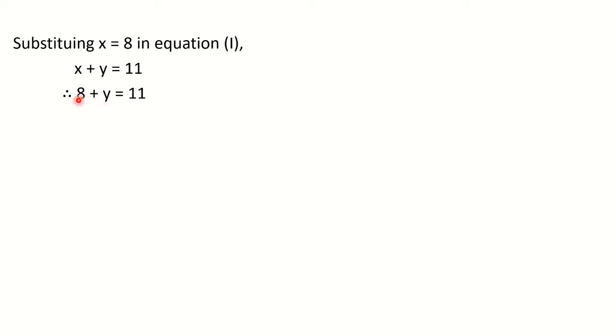Now this 8 we will shift to RHS. So y is equal to 11 minus 8, that is y is equal to 3. In this way we got the value of both the variables, that is x is equal to 8 and y is equal to 3. Finally, we need to write down the solution. So solution is equal to 8 comma 3 inside the round bracket. You know that it's an ordered pair. Value of x is going to appear first and value of y is going to appear afterwards. So please complete it.